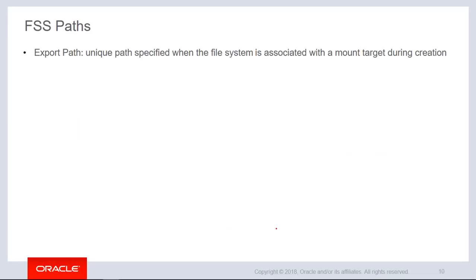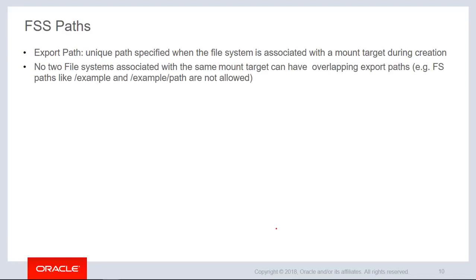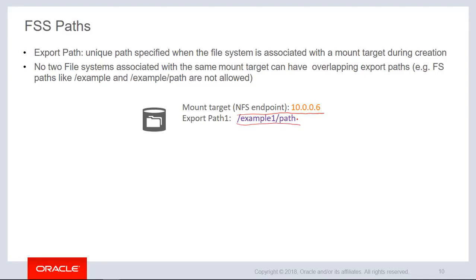Now there is something called an export path, which is a unique path specified when the file system is associated with a mount target during the creation process. Let me just show an example here, and then I'll talk about the best practice. So you have a mount target here, the NFS endpoint. We looked at it earlier. When you are creating a file system, you can give it a path here. So there's a path which says /example1/path, and the second file system can have a path like /example2/path.